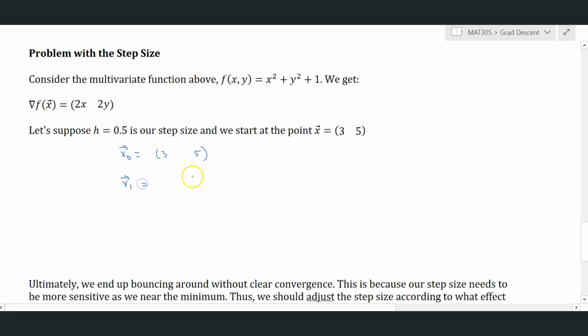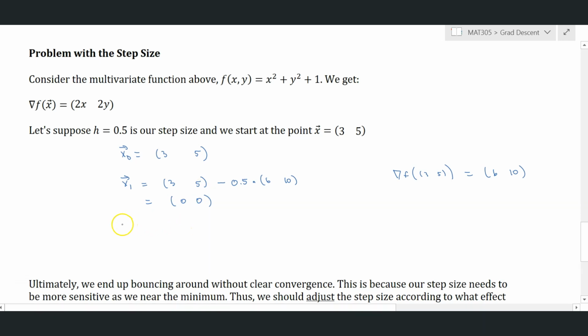To get x1, what we would do is we would take our current point (3, 5), and we would move half of the gradient vector at that point. Okay, what's the gradient vector at that point? Well, at (3, 5), the gradient vector would be 2 times 3, which is 6, and 2 times 5, which is 10. And we are moving in the opposite direction of that, and also only half of the unit. So half of 6 is 3, and you can see that that would give us 3 minus 3 is 0, and then 5 minus half of 10 is also 0. So notice that in that case, we actually coincidentally moved right onto the minimum.